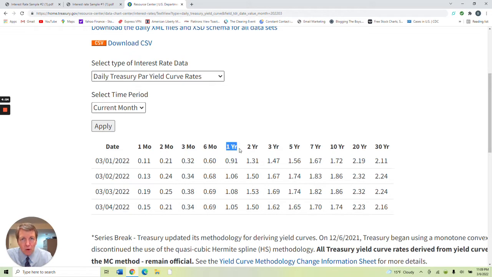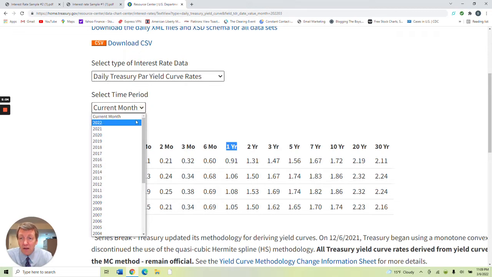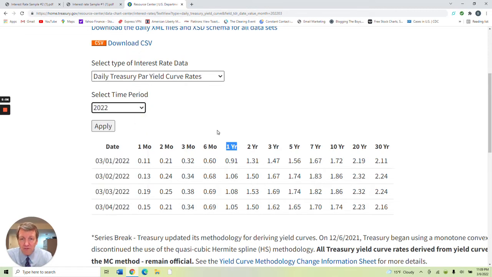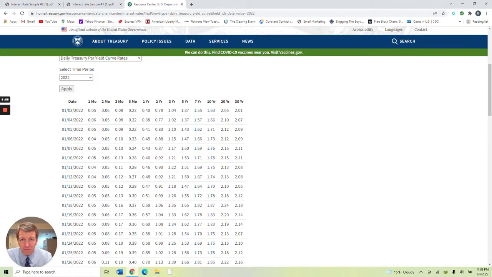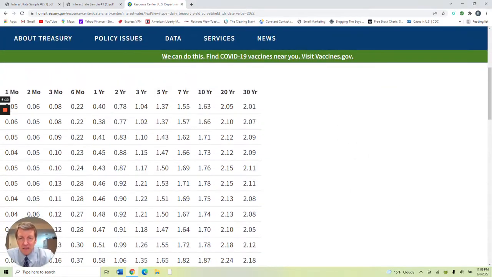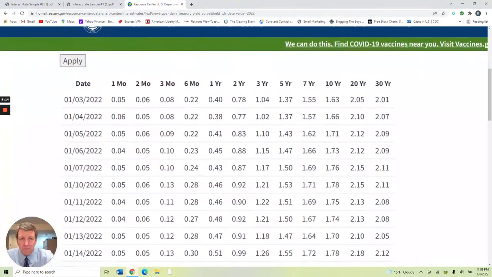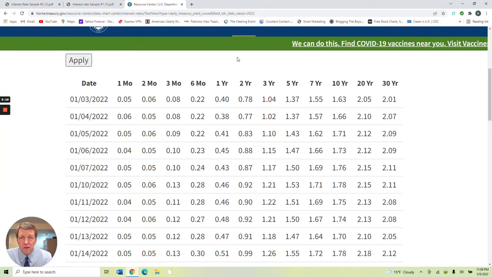What we do is we take the previous week's average of these rates. So for example, let's go back, since this only goes back to Tuesday, March 1st. We're going to look back on all of 2022. And we're going to increase this in size so we can see it. All right. So we're looking at the 1 year. Well, let's look at the 10-year. This is based on the expected rate.